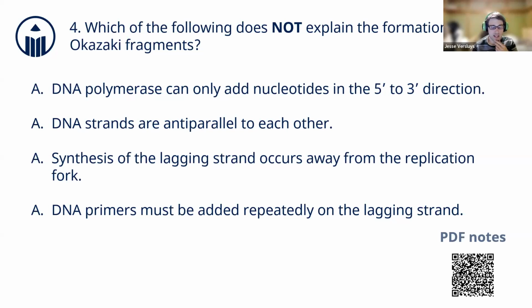Second one, same thing. DNA strands are anti-parallel to each other. Also true. And that's a part of the explanation, but the best answer here is going to be this last one, which is that the DNA primers must be added repeatedly on the lagging strand, not just a single time like they are on the leading strand. So that's going to end up producing a bunch of fragments that then need to be bonded together through DNA ligase. Okay, so it's going to be the last one for this.